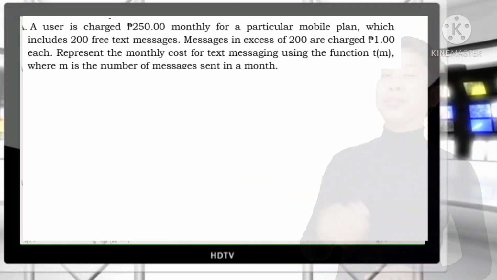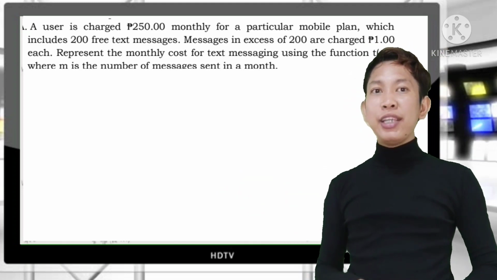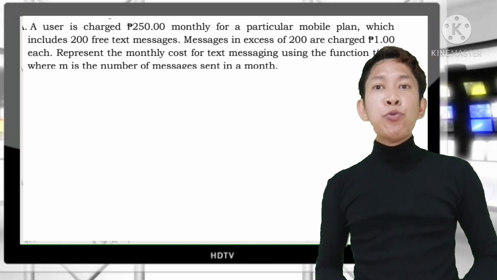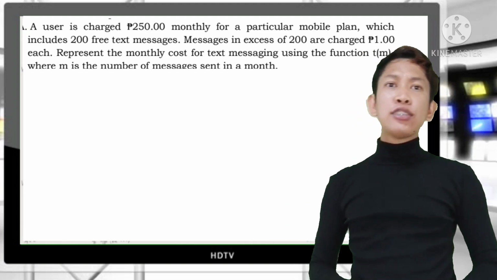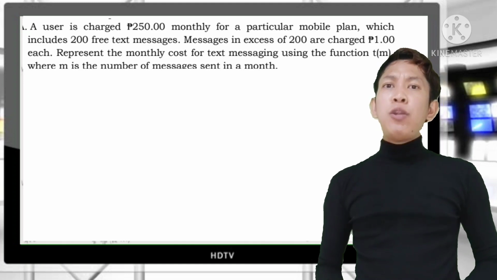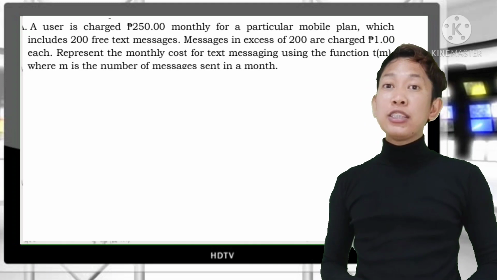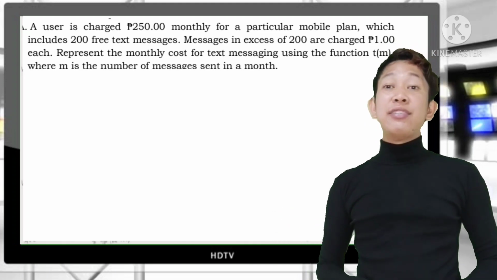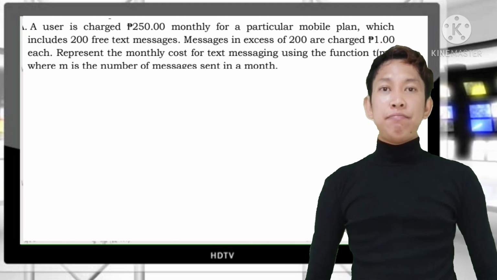Look at this example. A user is charged 250 pesos monthly for a particular mobile plan, which includes 200 free text messages. Messages in excess of 200 are charged 1 peso each. Represent the monthly cost for text messaging using the function T of m, where m is the number of messages sent in a month.